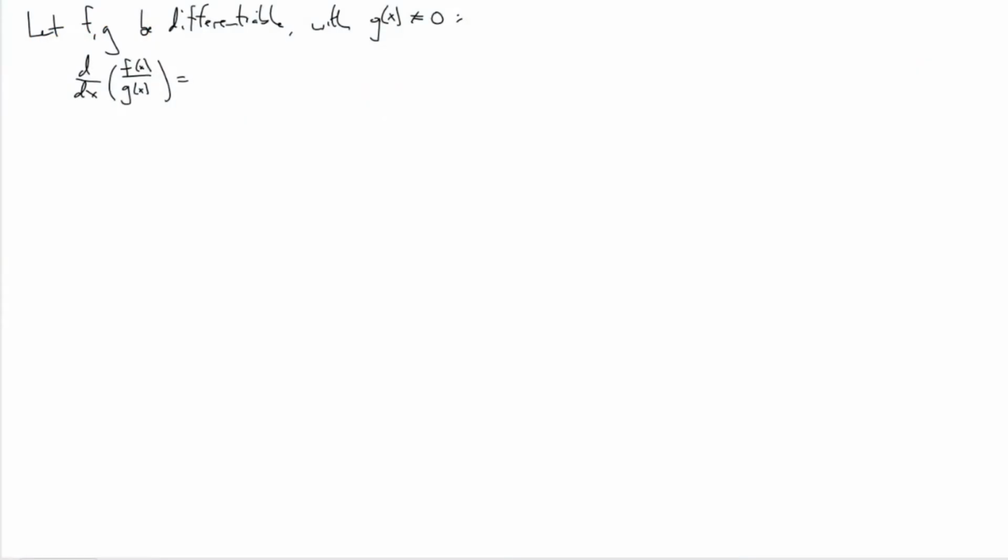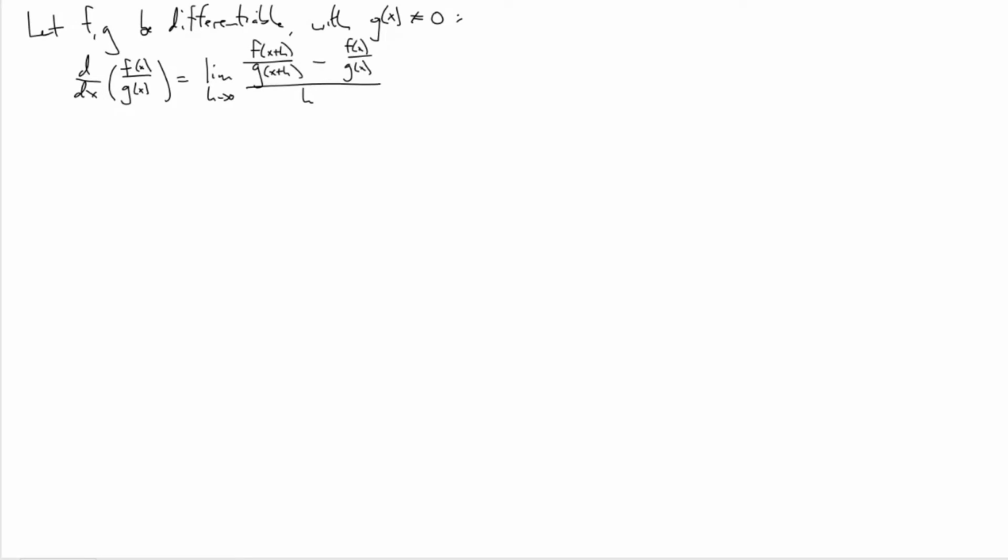Hey, having considered the derivative of the product of two functions, it should probably come as no surprise that we are next going to consider the derivative of the quotient of two functions. In other words, start with two differentiable functions, f and g. We're going to try to compute the derivative of f divided by g. You have to be careful and make sure that the denominator is not 0.